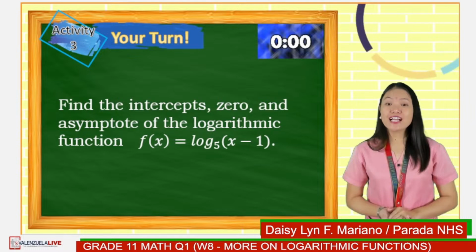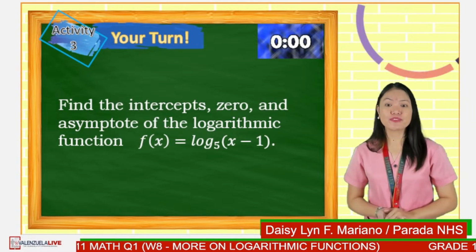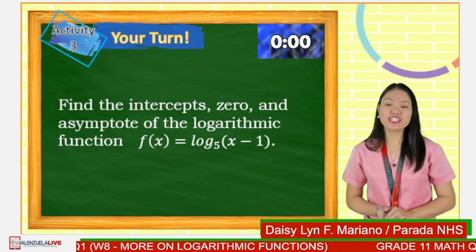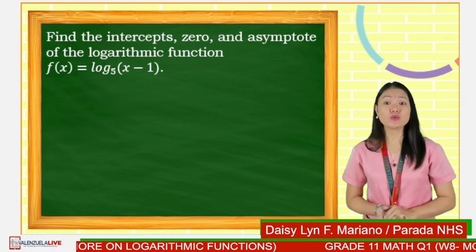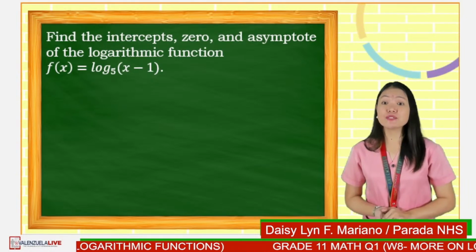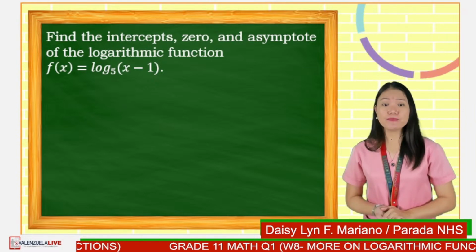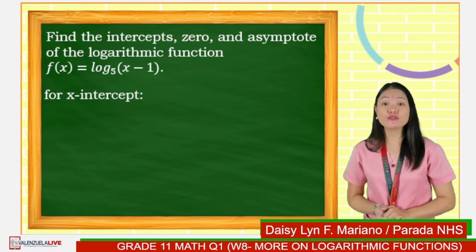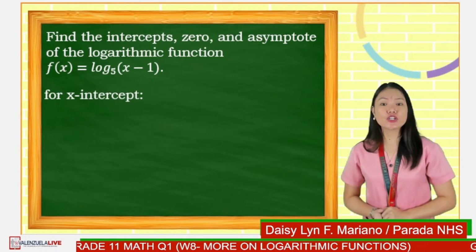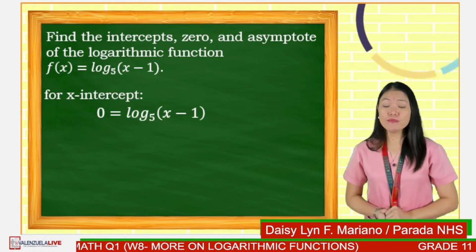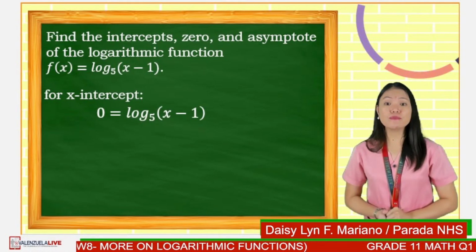Time's up. Let us verify your answer. The given logarithmic function is f(x) = log base 5 of (x - 1). Again, solving for the x-intercept, we set y to 0 and solve for x. That is, 0 = log base 5 of (x - 1).